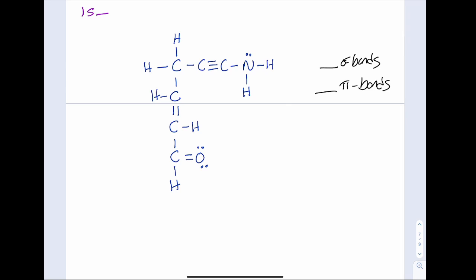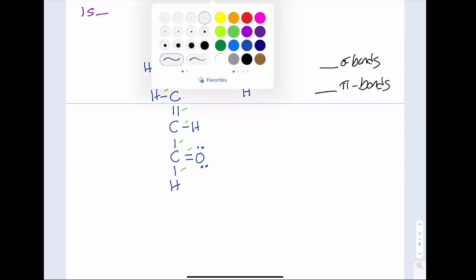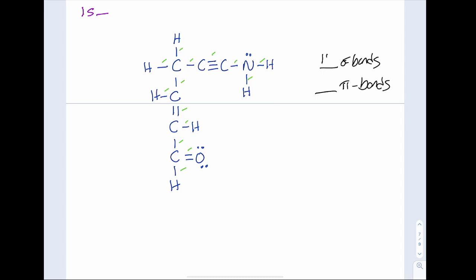So for sigma bonds, I'm essentially going to count every bond, right? My double bond has a sigma as part of it. My triple bond also has a sigma as part of it. So we're literally just going to count everything. So I have a bond here. So 1, 2, 3, 4, 5, 6, 7, 8, 9, 10, 11, 12, 13, 14. So that gives me 14 sigma bonds.